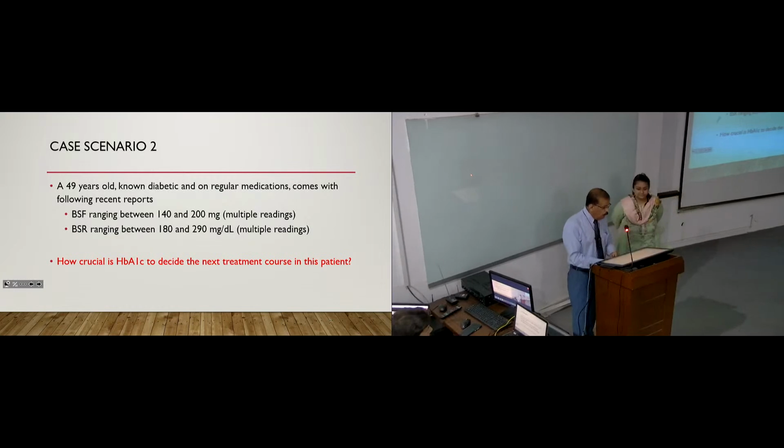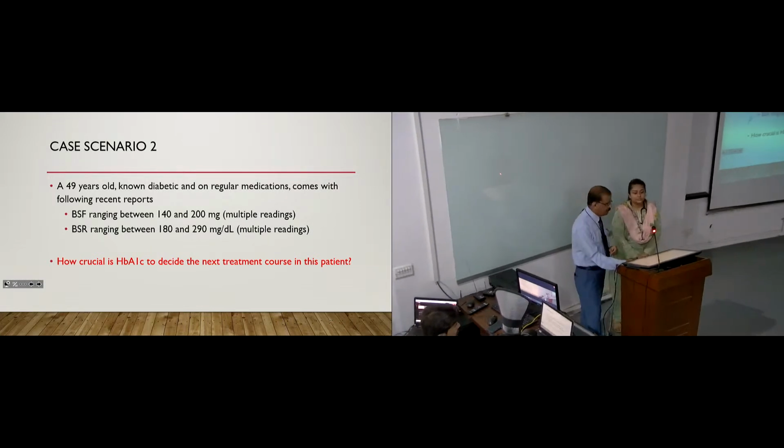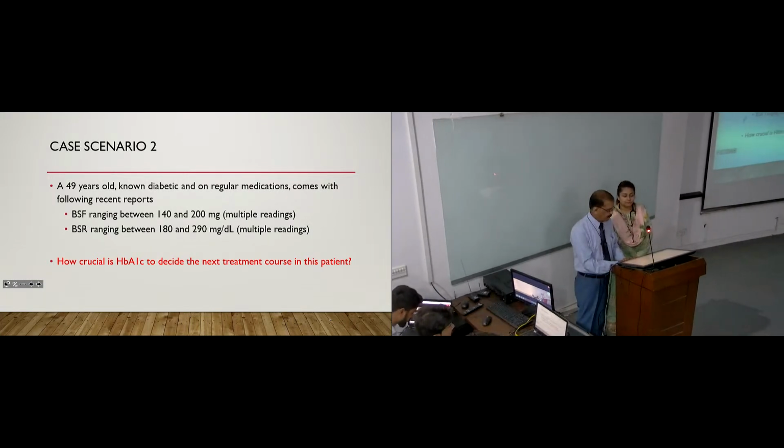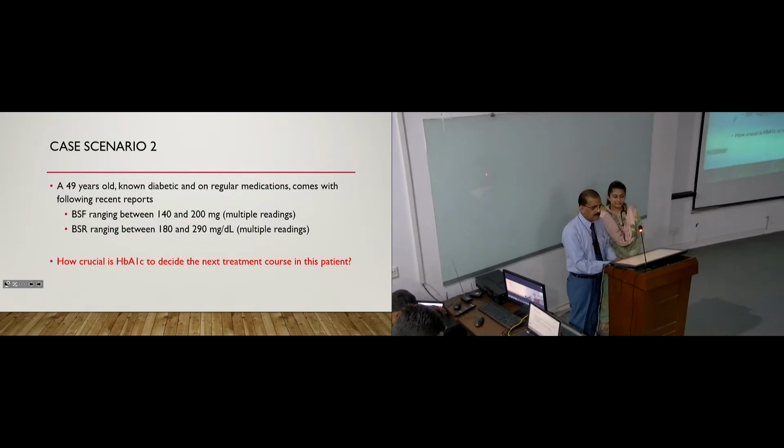How crucial is HbA1c to decide the next treatment course in this patient? Now you have to take a decision right away. Do you think HbA1c is crucial? No, sir. Why not? Sir, the readings to diagnose diabetes in the fasting range are well above 125 in this case.